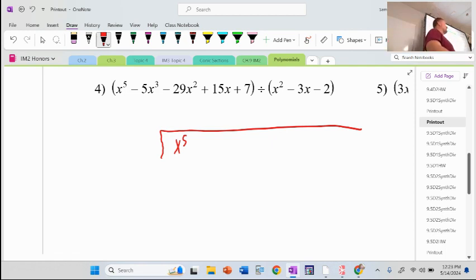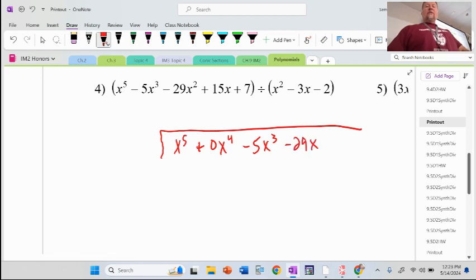You notice anything missing? X to the 4th. Okay, so what do I put there? 0x to the 4th minus 5x to the 3rd. Oh, this is lengthy. Minus 29x. Oh, this is the worst. Plus, oh, my poor me, 15x. Plus, oh, God, I'm not doing this. I'm not doing this homework tonight.